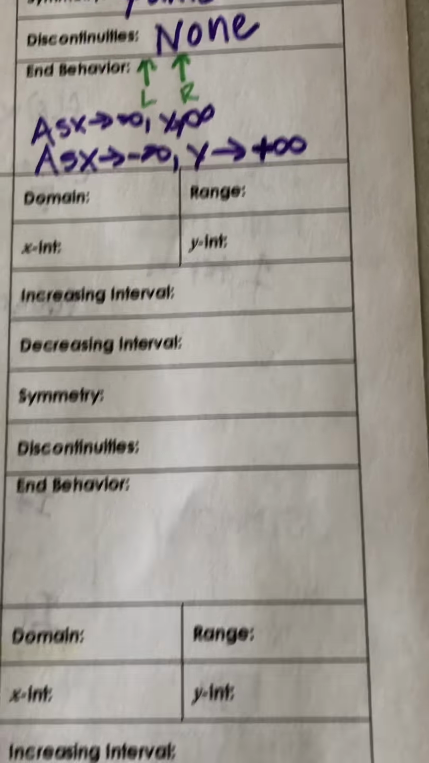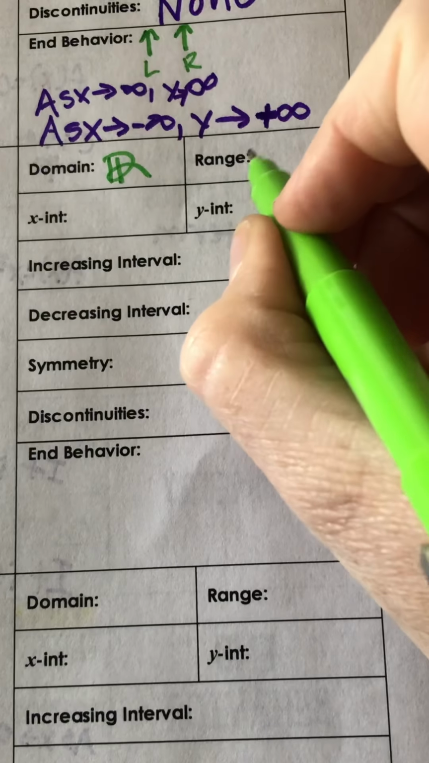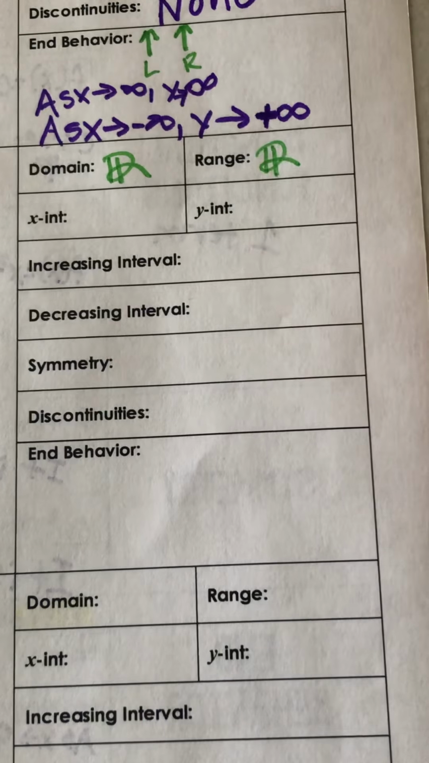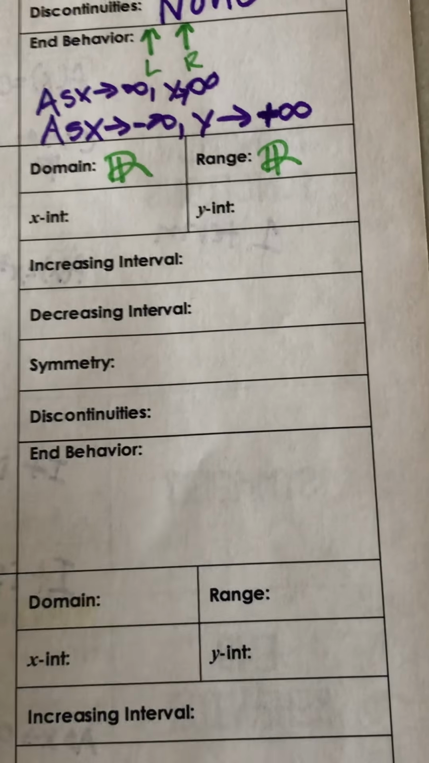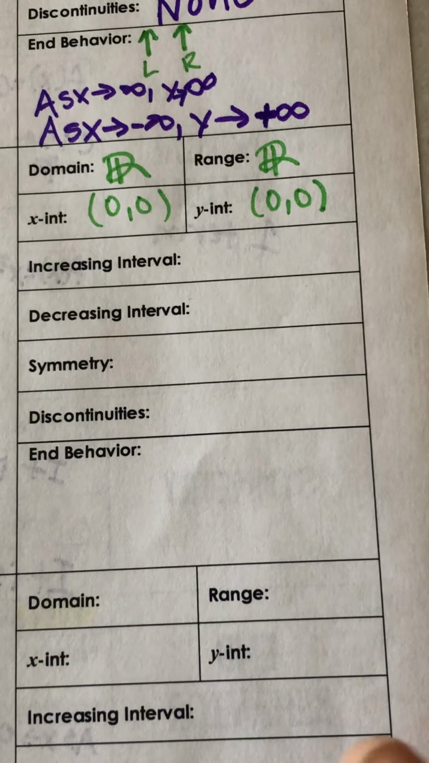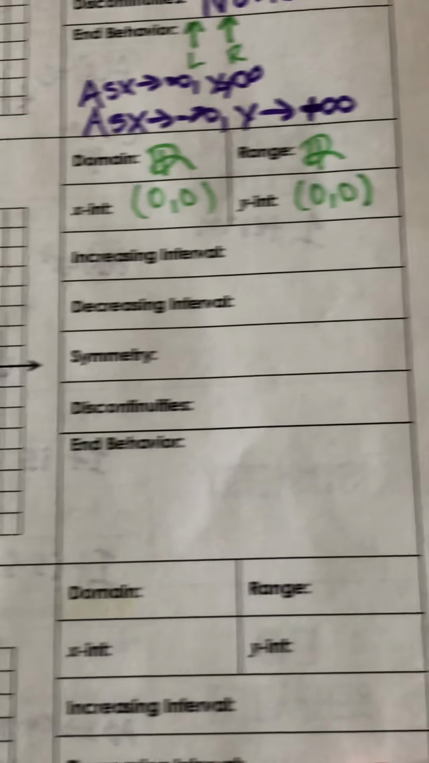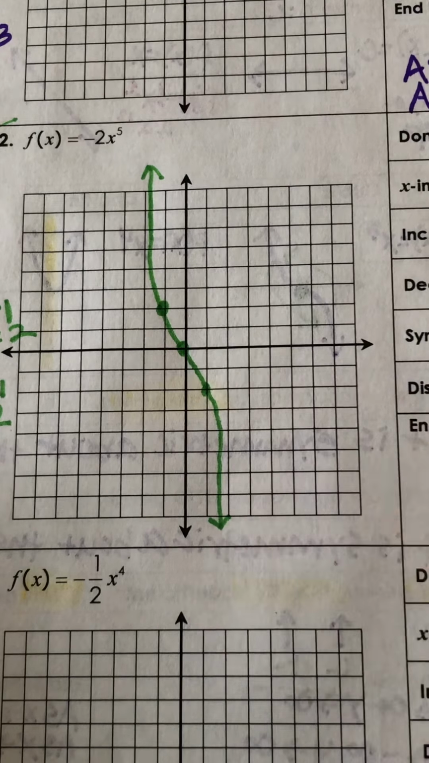All right, domain. Again, all real. And range is all real. It's not greater than or equal to 0. It's a little different than our even functions. X and y intercepts are both at 0. Okay. And if we read this left to right, I'm going down the whole time.